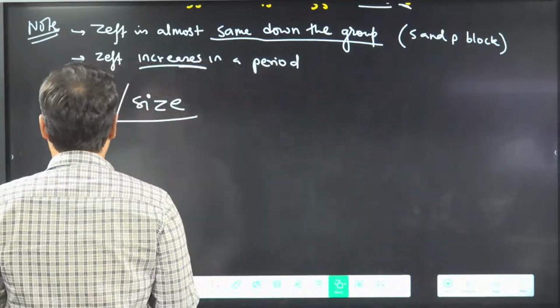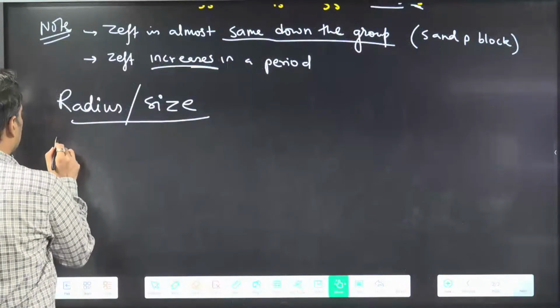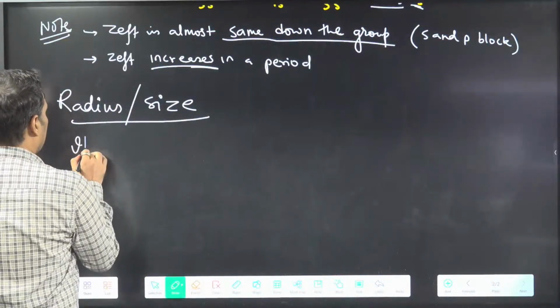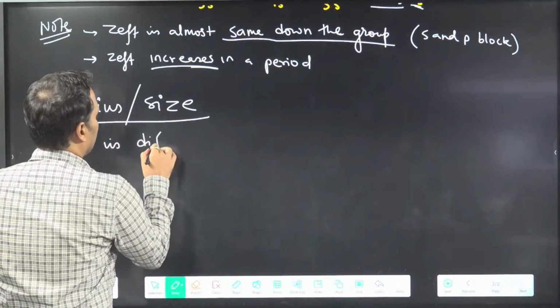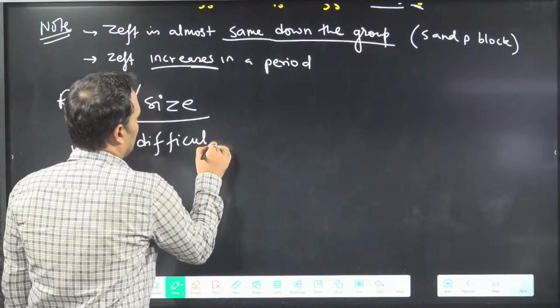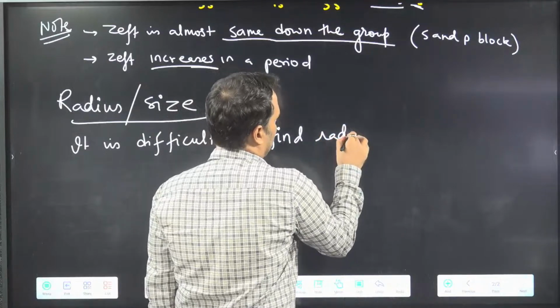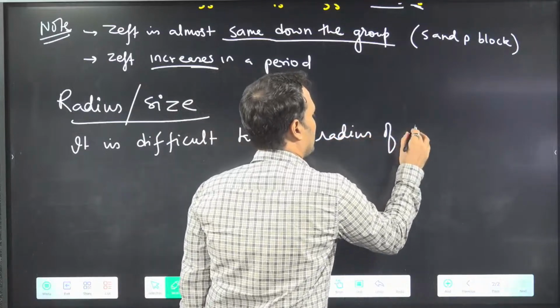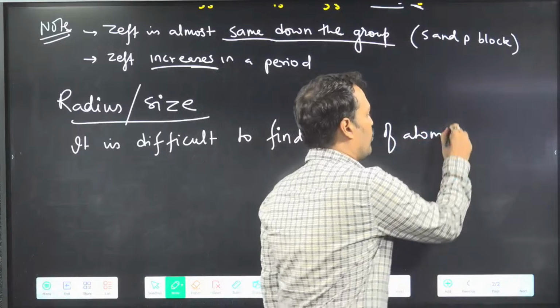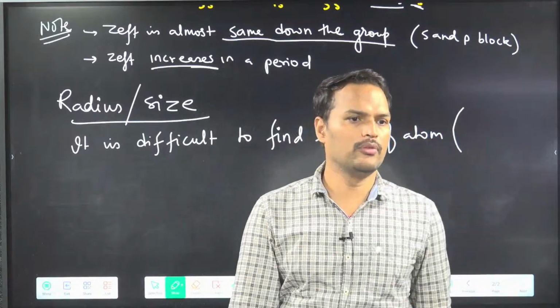There is one more problem also. It is difficult to find the radius of an atom. Why? Do you know why?